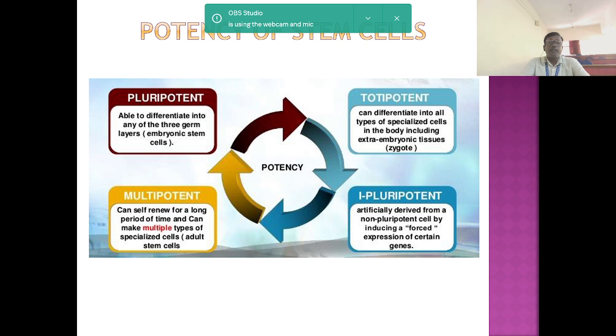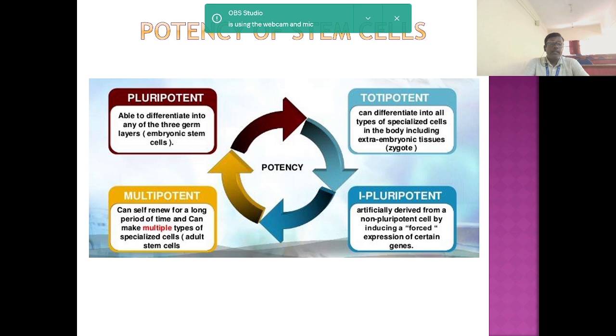Now let us look at the potency of stem cells. There are four types: totipotent, pluripotent, multipotent, and induced pluripotent. There are differences between totipotent and pluripotent. Totipotent means it can differentiate into all types of specialized cells in the body, including extra-embryonic tissues. That means the totipotent cell has the potential to divide until it creates an entire, complete organism. But in the case of pluripotent, it can also differentiate into all cell types, but it cannot develop into an entire organism.